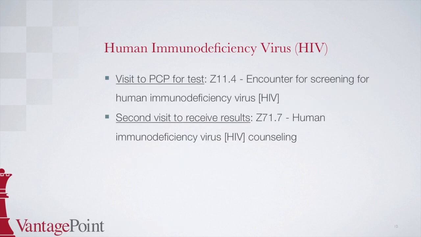So let's go over this example. For the visit to the PCP for the test, the code is Z11.4, encounter for screening for HIV. For the second visit to receive results, the code is Z71.7, HIV counseling. We wouldn't be giving the patient codes for being HIV positive. However, it is still appropriate to code for HIV counseling, even though the patient doesn't have the disease. It's still important for the patient to be counseled on how to prevent contracting HIV.